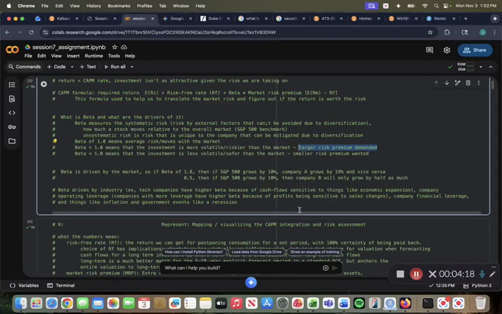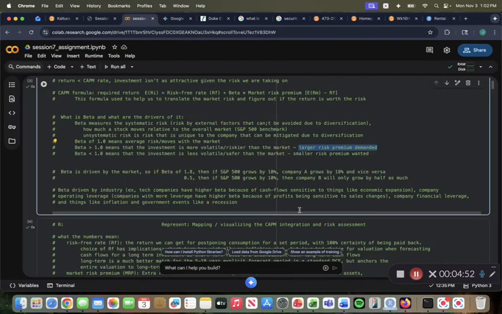So beta is driven by the market. Like we said, if the beta is 1.8, like in the case of Cloud Tech, then if the S&P 500 grows by 10%, the company will grow by 18%, and vice versa. On the 0.5, if the S&P grows by 10%, the company will only grow by half as much. Some other things that drive beta include the industry, like tech companies have higher beta because of cash flow sensitive to things like expansion, and leverage, how much leverage the company has.